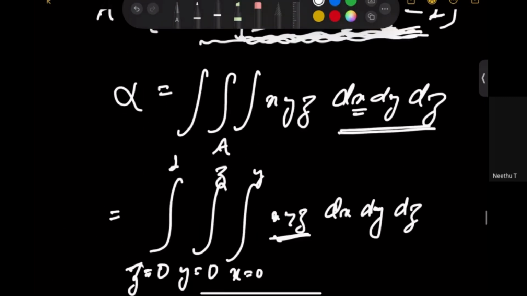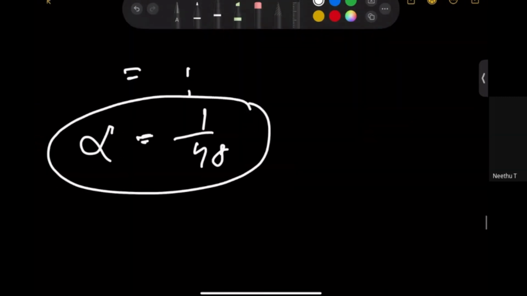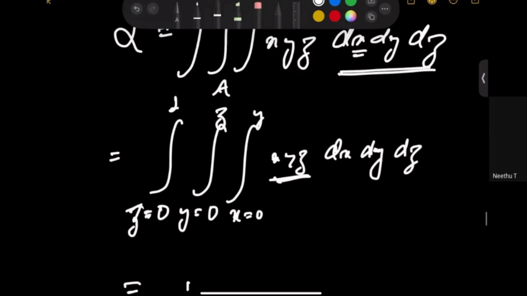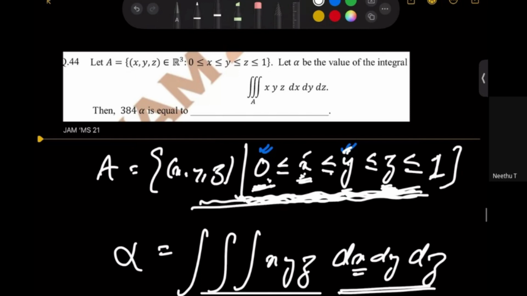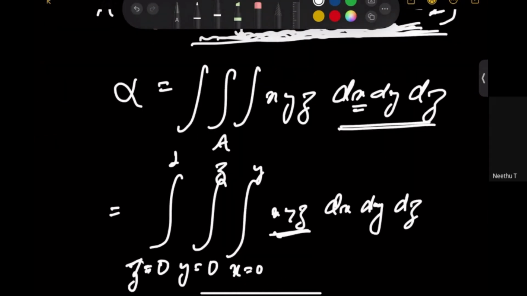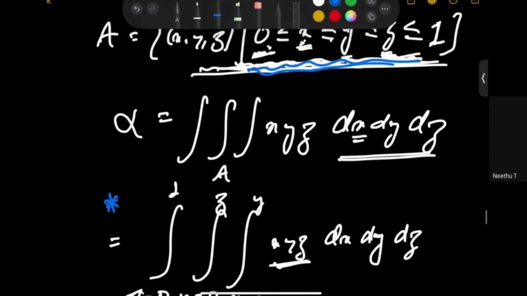And they have asked us to compute 384 times alpha. The 384 times alpha is equal to what? That is our question. That you can easily find to be 8. That is your answer. So the idea is, if you're given something like this, that is how you take care of the limits. That is the main idea in this step, by looking at this series of inequalities. Clear, guys?